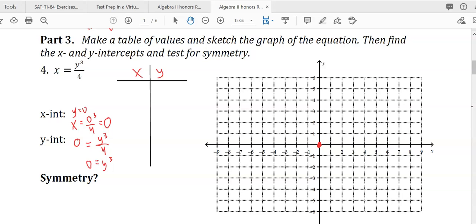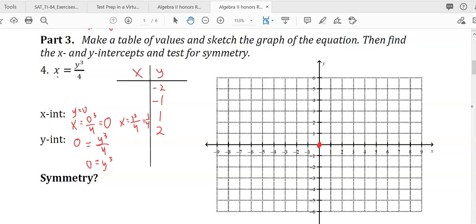So let's just plug in a few values here. Because it's solved for x, I'm going to plug in a few y values. So maybe like -2, -1. I don't need to plug in 0, I already know it, and 1 and 2. Let's see if that's enough points here to kind of get a sense of what's happening. So I'm going to plug in 1 first just because it's easy. So that would be x equals 1 cubed over 4, which is 1/4.